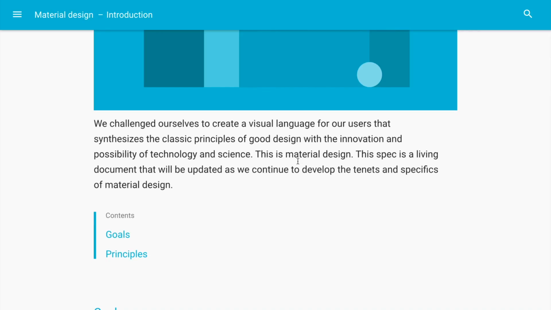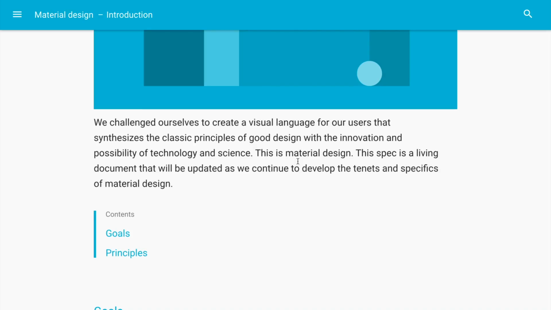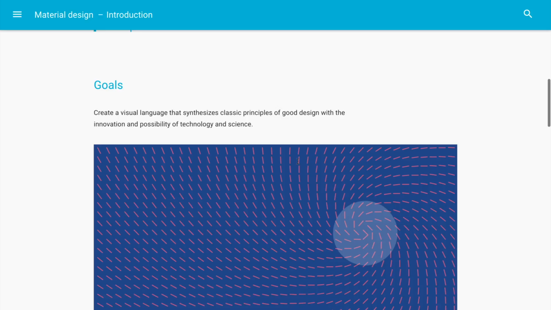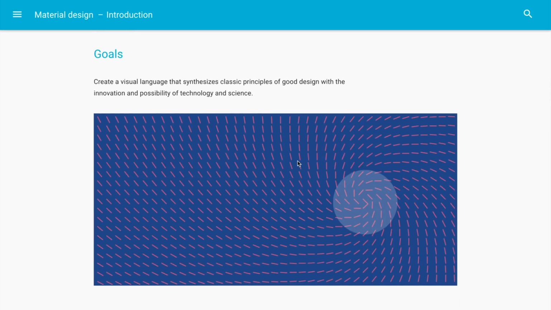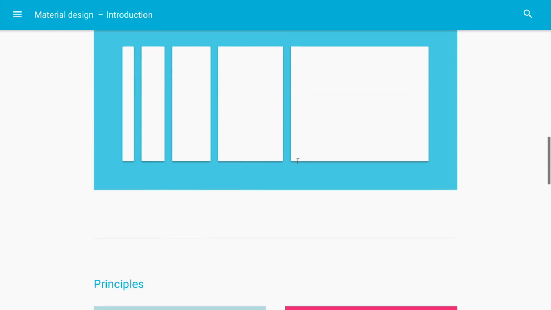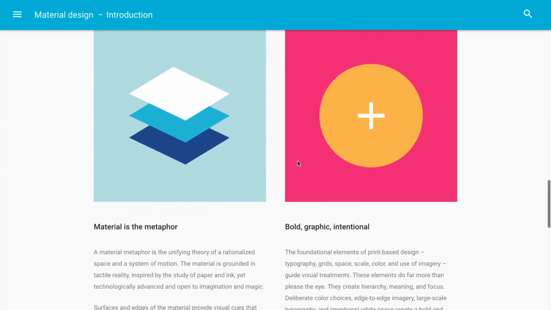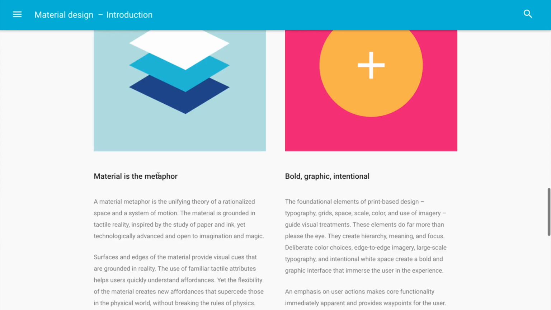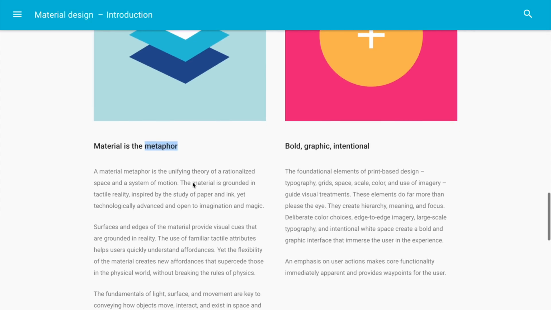What made them choose paper and ink? Was it because it's already familiar for people? Probably, yes. If you read the guidelines, they explain it. They use paper because essentially it's something really common and works well as a metaphor. If you study material design, even in the introduction, you will see that it's a metaphor. And metaphors are good because they use existing knowledge, right? This is what they use. As you can see here, material is grounded in a tactile reality, inspired by the study of paper and ink, but it is also technologically advanced.